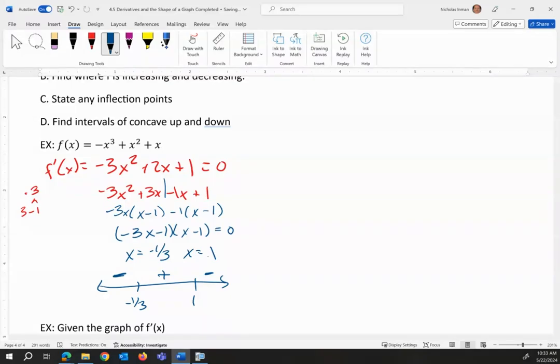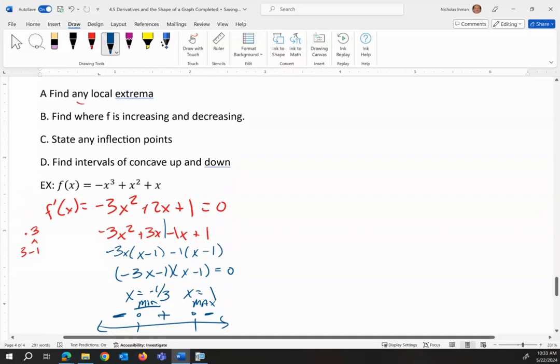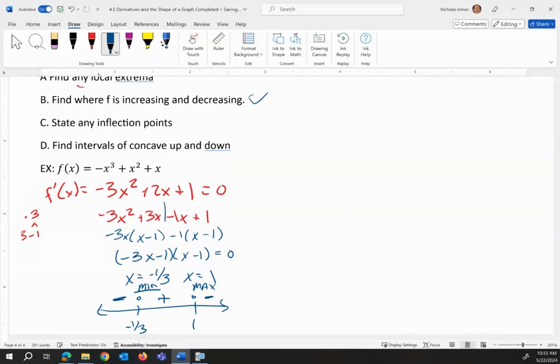All right, so at -1/3, my slope was 0, but I go from decreasing to increasing, so this would be a minimum. I go from increasing to decreasing, so this would be a maximum. Great. So I'm increasing in the middle, I'm decreasing on the edges. So I've got my intervals of increasing and decreasing. My sign chart tells me that, and I've got my extrema.